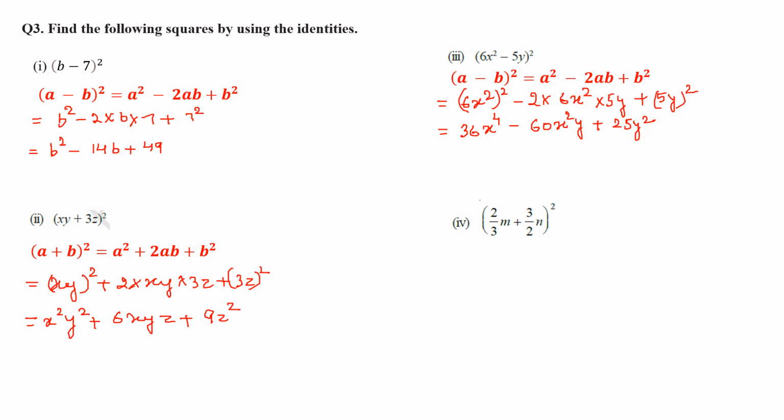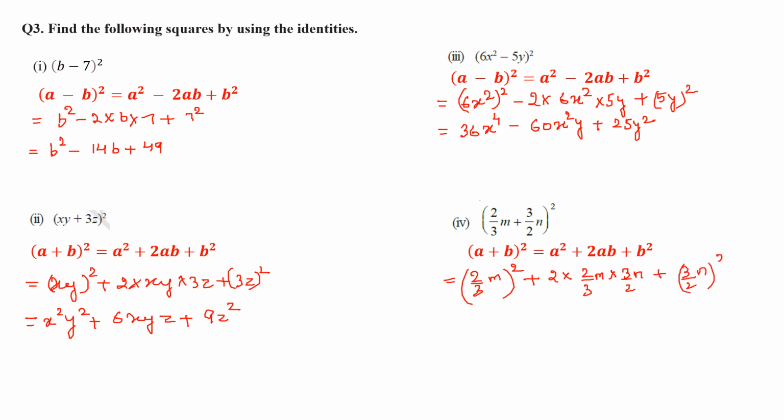Now the fourth question, 2 by 3m plus 3 by 2n whole square. So again it is based on the identity a plus b whole square. So this will be equal to 2 by 3m whole square plus 2 into 2 by 3m into 3 by 2n plus 3 by 2n whole square. So 2 and 2 cancel, 3 and 3 cancel. So this will give me 4 by 9m square plus 2mn plus 9 by 4n square. So this is the fourth question.